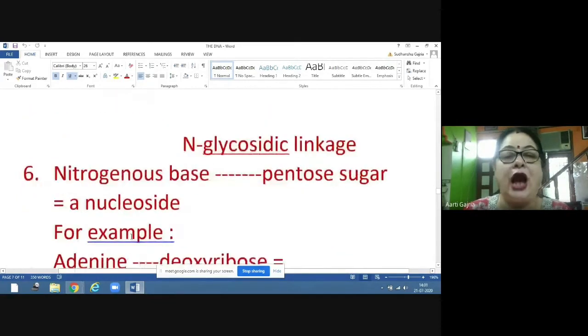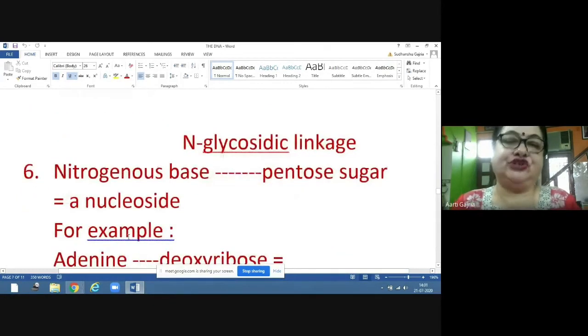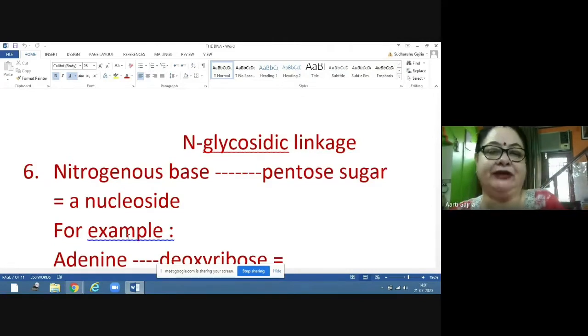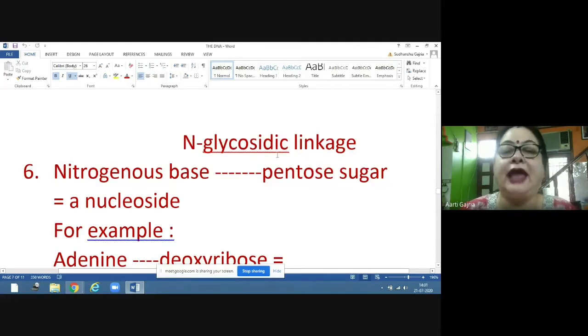Now, see how they are connected to each other. Three things are there. Nitrogenous base is there, pentose sugar is there, and the third thing is phosphate. So, first the nitrogenous base and pentose sugar. They are connected by a linkage which is called N-glycosidic linkage. This linkage is the bond which is present between a nitrogenous base and pentose sugar.